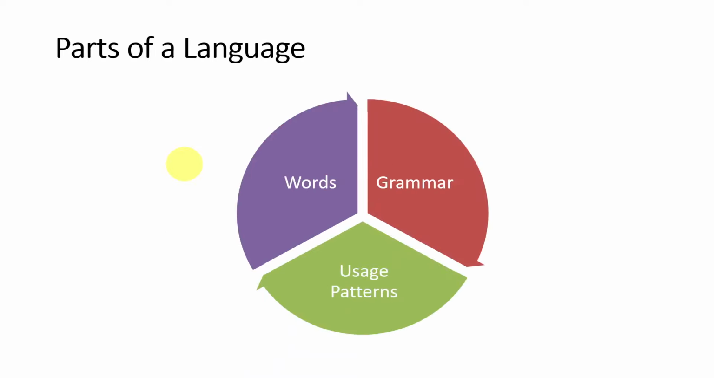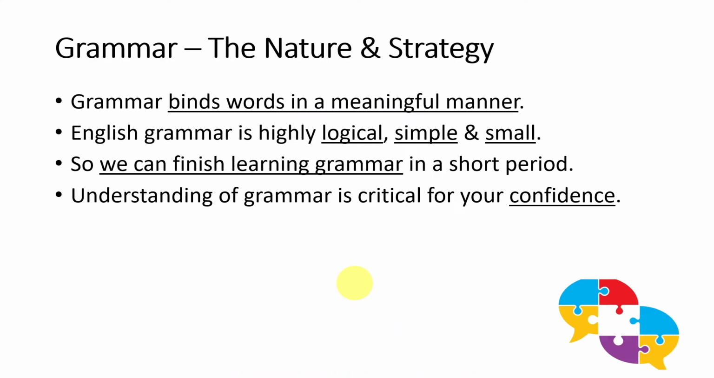Now let's see what the parts of a language are, or what the things are that we want to understand in order to effectively use it. The words, the grammar, and the usage patterns. So let's take them one by one, starting with grammar. We all know that grammar binds the words in a meaningful manner. When it comes to English grammar, it's extremely simple, extremely logical, and there are only a very small number of rules.